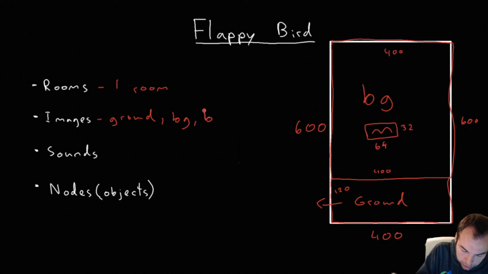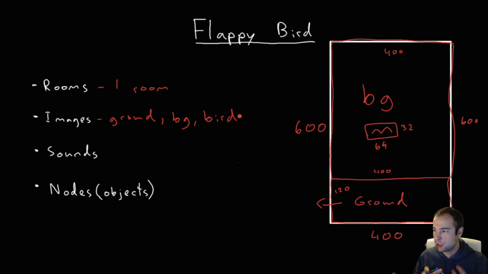So let's say the bird. That's another image we'll have to draw. And the bird, if you watched carefully, it actually had 2 images. It had one for its wing down and one for its wing up. So I'm going to say bird times 2. Every little animation you see in a 2D game is something that you have to draw. So we've got ground, background, and bird.